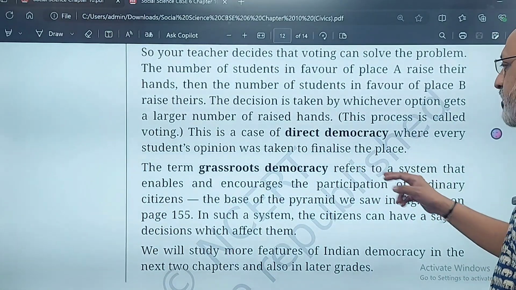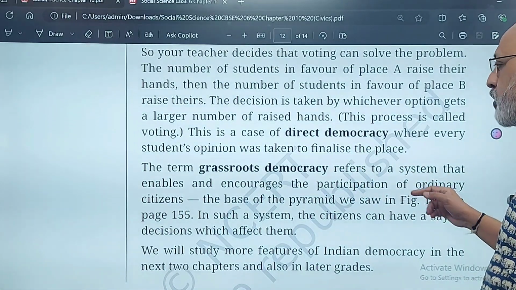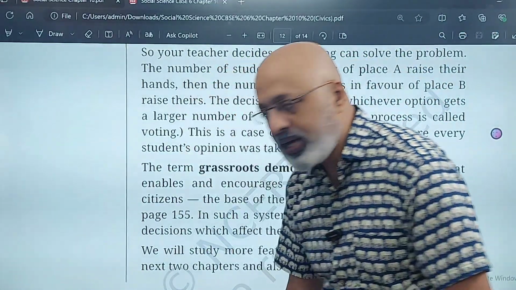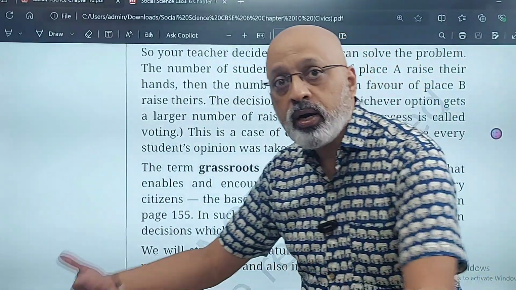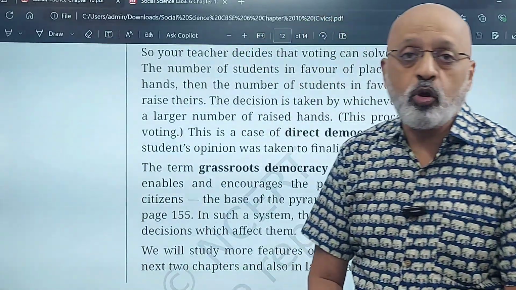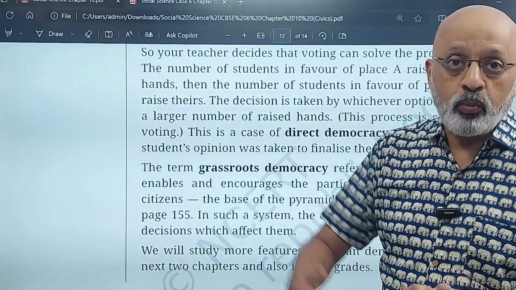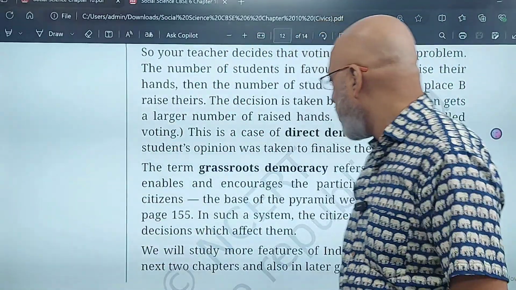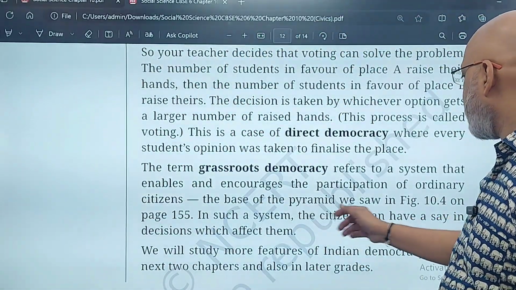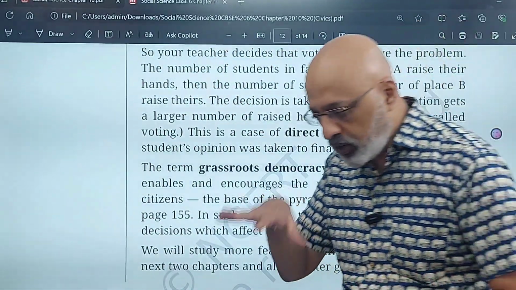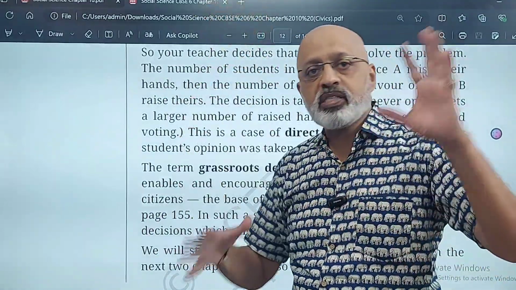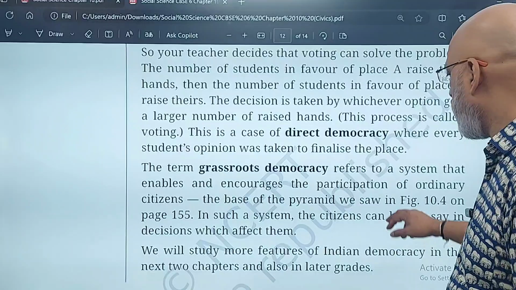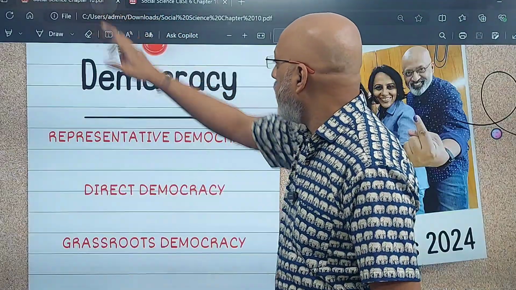Okay, then the term grassroots democracy refers to a system that enables and encourages the participation of ordinary citizens. That grassroots का मतलब है जमीन पर, यानी कि हम सब जमीन पर हैं, हम लोग डेमोक्रेसी में भाग ले रहे हैं. So India is also known as a grassroots democracy. It's a direct democracy, representative democracy and grassroots democracy. Okay, so that's how it works, and grassroots में कॉर्पोरेटर, एमएलए, एमपी, हम सभी चुनावों, अलग अलग चुनावों में भाग लेते हैं. Okay, so that's how it works.